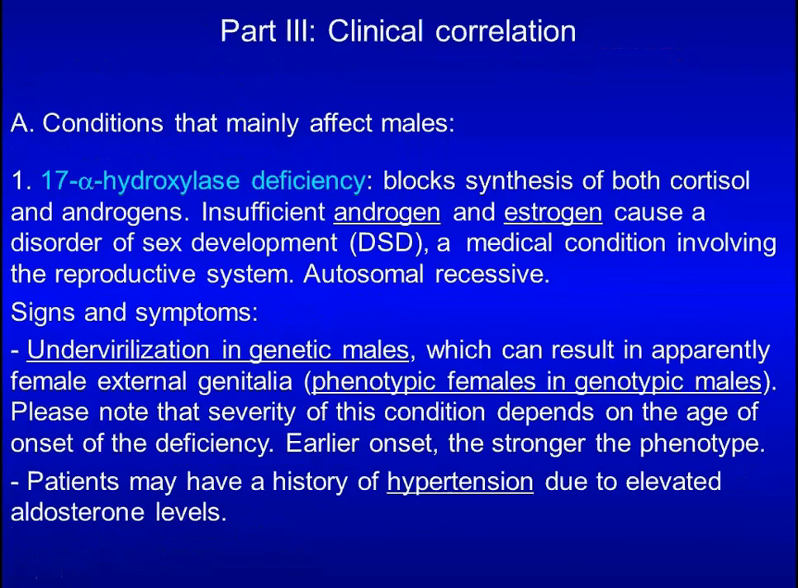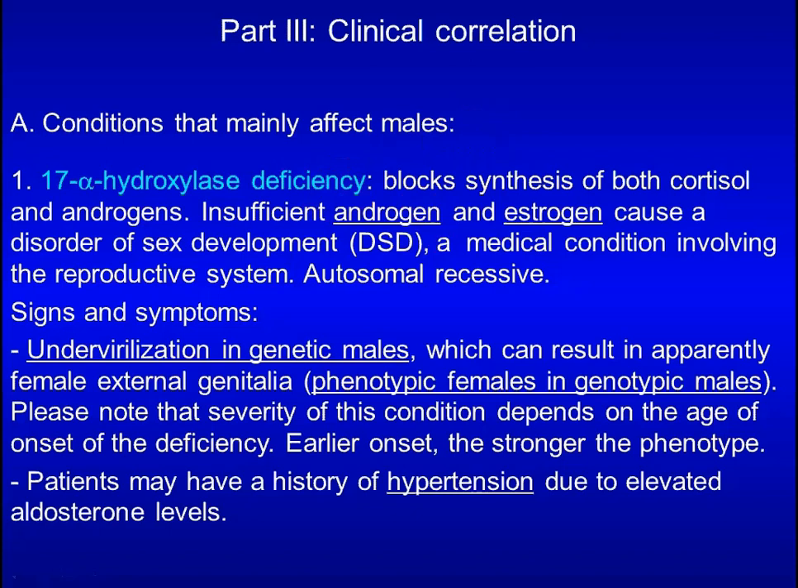Now, let's move to part 3. We are going to look at the clinical correlation. Let's first examine conditions that mainly affect males. The first condition is 17-alpha hydroxylase deficiency. Refer to the pathways for androgen synthesis that I have described to you earlier.